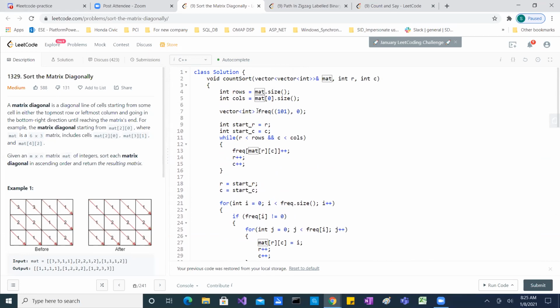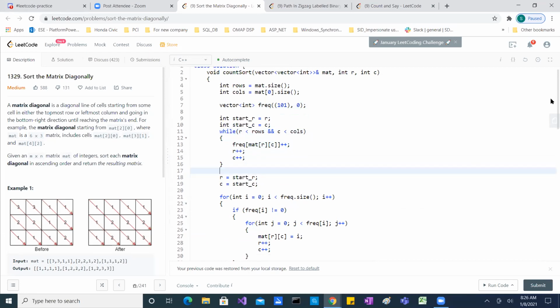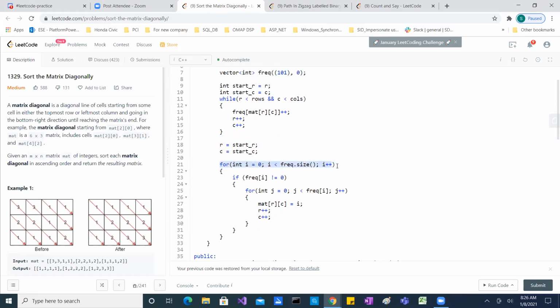It's like having a frequency array of size 101 and updating the frequency using the matrix values. Once you're done, you go through the whole frequency array again, and if it has some value in it, you keep on filling the matrix again based on that value. So it's very simple. Count sort is helping to reduce the normal sorting. Normal sorting would have been n log n, and you are optimizing that using count sort.